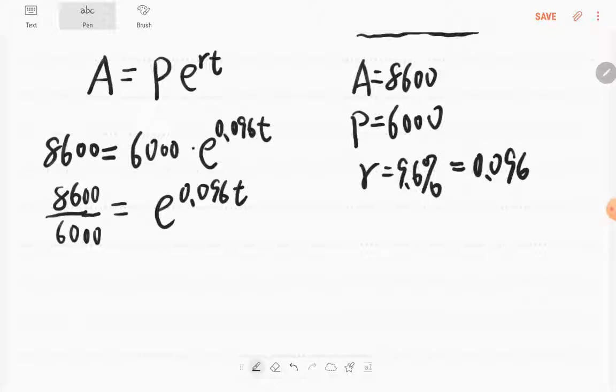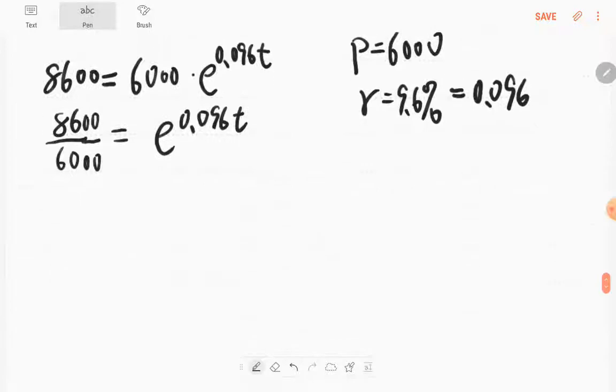So we want to solve for t, but our t is in the exponent, in the power position, right? So we need to bring down this t. The idea is we take the natural log, then use the properties of the logarithm. So we take the natural log on both sides. What's the natural log? The natural log is the logarithm to the base e, right?